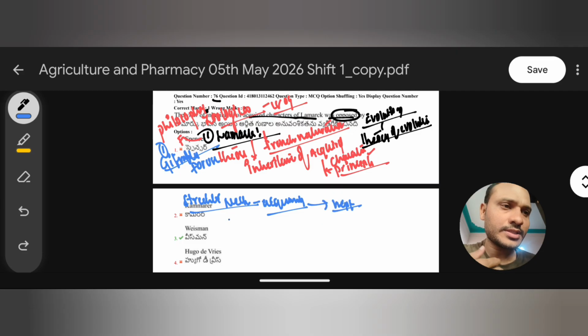Why? Because this neck is continuously used. Hence this example is given for a used organ. And I will also explain a disused organ in the snake.